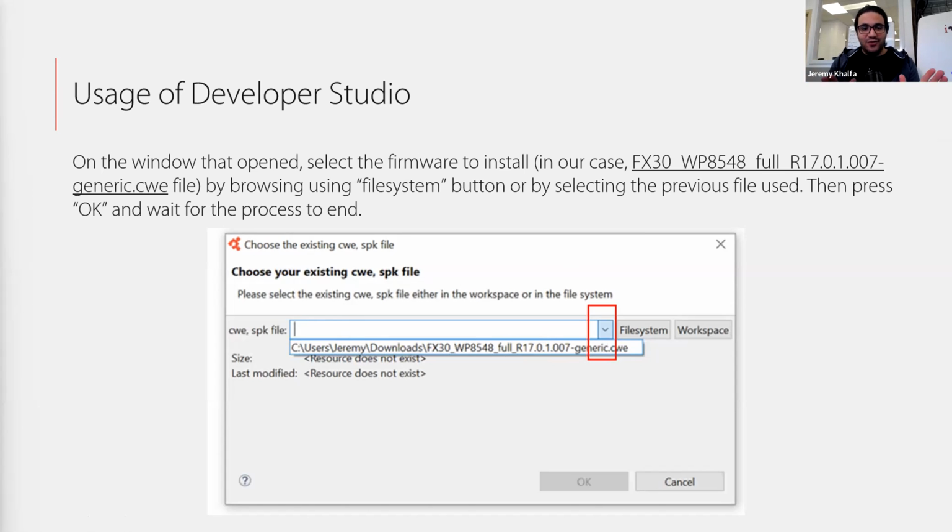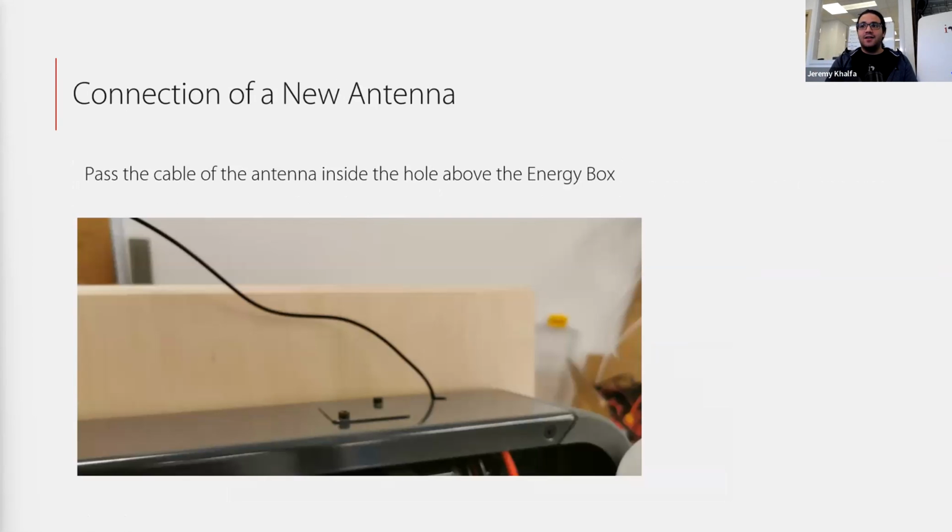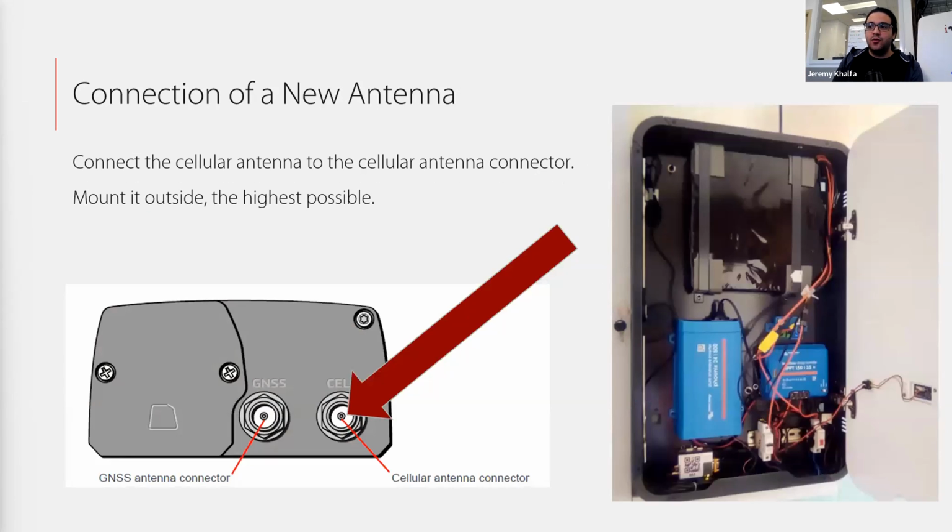We finished with the software, okay? The last thing is again about what's happening physically. We checked everything. The software looks okay. The last thing to check is maybe the antenna, as I told you, okay? So you can try to connect a new antenna, a booster antenna. You have a small hole at the top of the energy box where you can pass the cable of the new antenna. And then you need to connect the antenna to the cellular antenna connector on the modem.